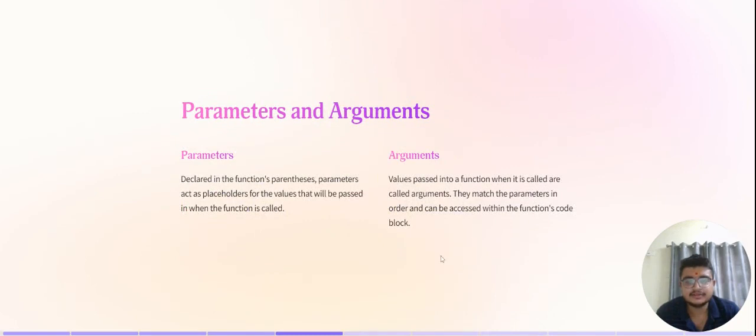Parameters and arguments in functions. Parameters are declared in the function's parentheses. Parameters act as placeholders for the values that will be passed in when the function is called. Arguments. Values passed into a function when it is called are called arguments. They match the parameters in order and can be accessed within the function's code block. So these are called arguments.